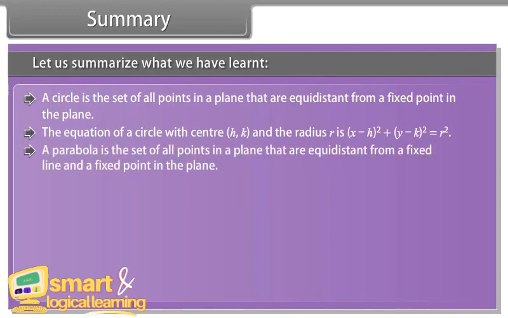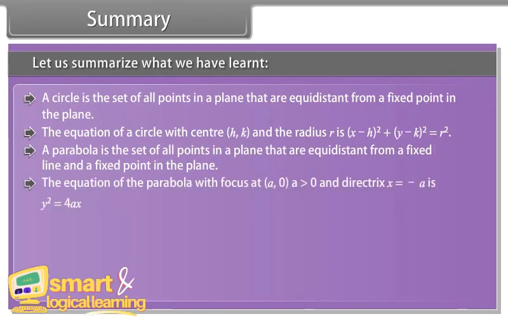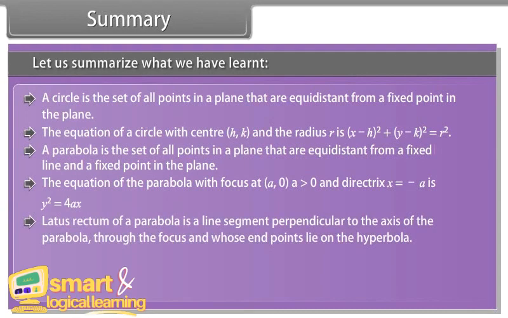A parabola is the set of all points in a plane that are equidistant from a fixed line and a fixed point in the plane. The equation of the parabola with focus at (a, 0), where a is greater than 0, and directrix x is equal to minus a is y square is equal to 4ax. Latus rectum of a parabola is a line segment perpendicular to the axis of the parabola through the focus and whose end points lie on the parabola. Length of the latus rectum of the parabola y square is equal to 4ax is 4a.